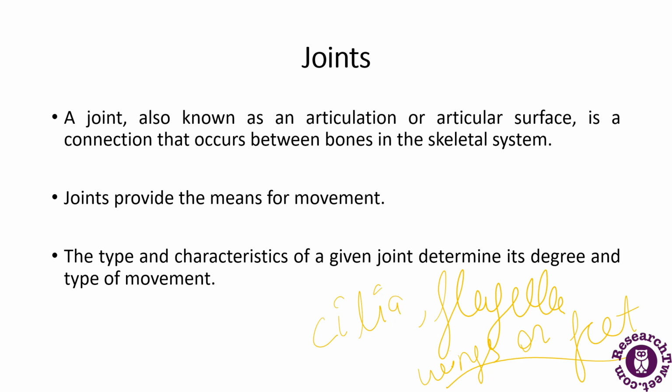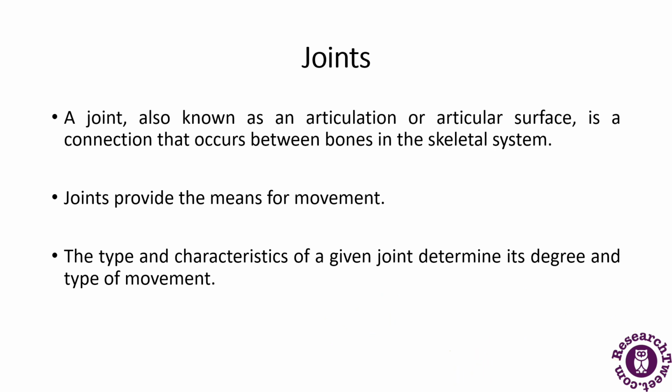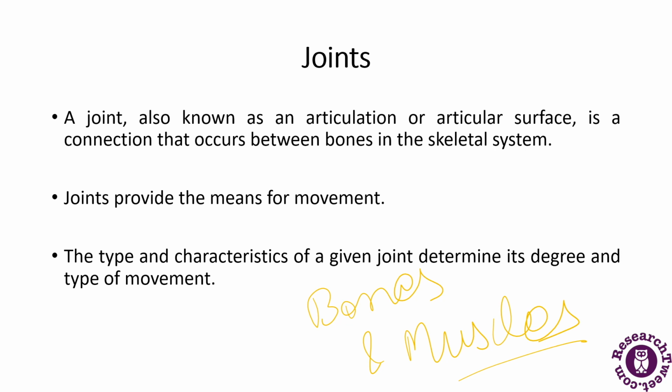So why are we discussing so much about locomotion? Because the major key factors that help in locomotion are the bones and the muscles. In humans and other vertebrates, the bones form a framework called the skeletal system that provides the shape and structure.